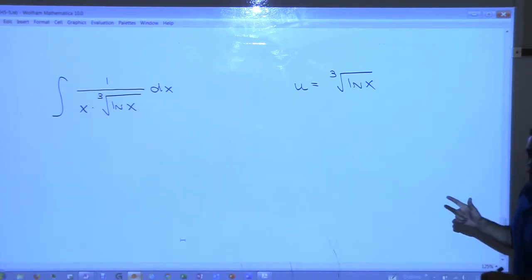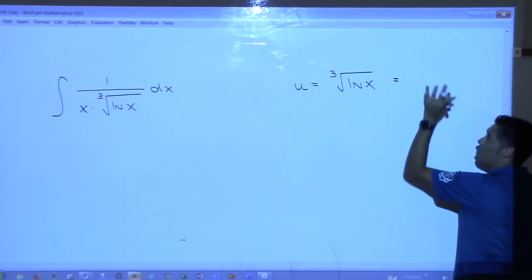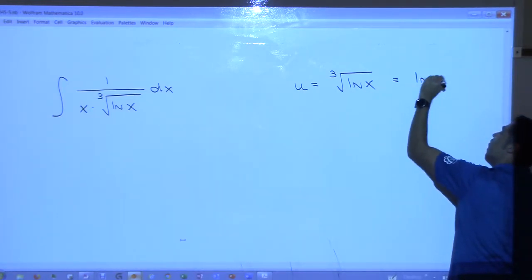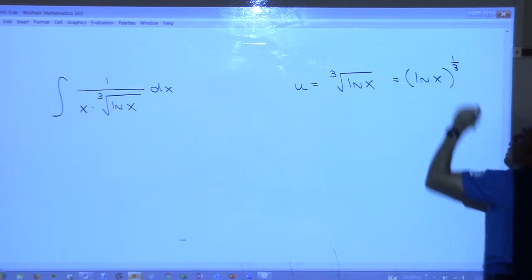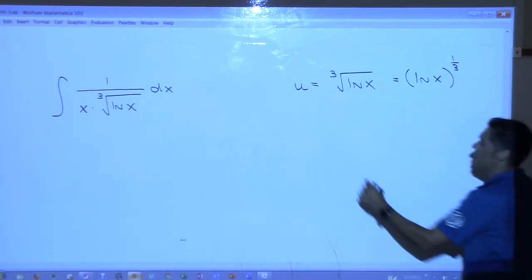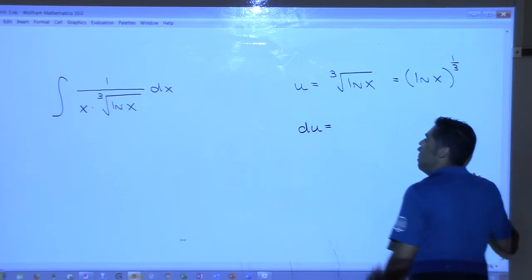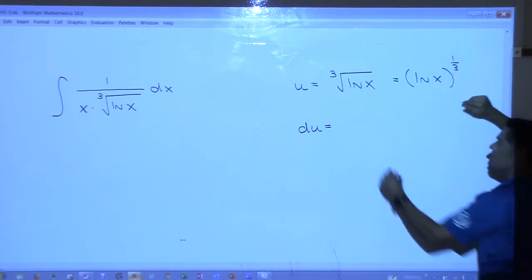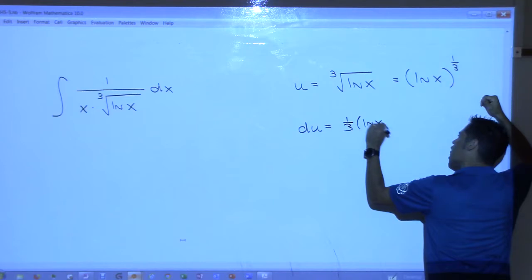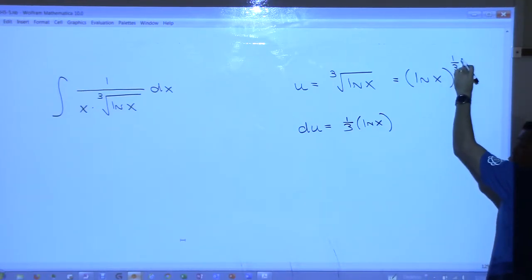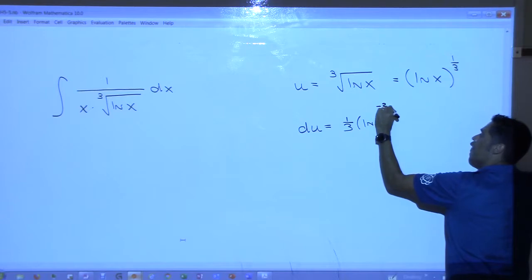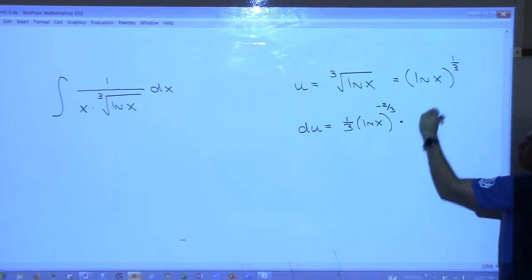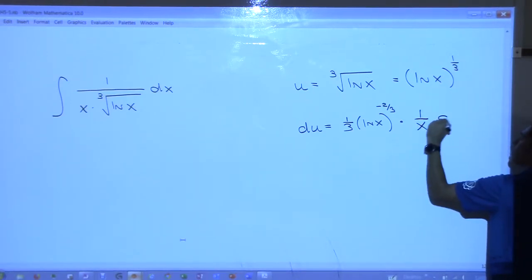You have to take the derivative of this now, right? The whole idea is that the derivative of this should be somewhere over there, because we need to see something as derivative. So let's rewrite this. Cube root is the same as 1/3 power. Now let's take our derivative. We have chain rule here. First thing that happens, 1/3 comes out. Then we have natural log x to what power? Subtract 1 from that, so negative 2/3. We're not done. Times the derivative of what's inside: 1 over x. And we're done with the derivative, so dx.